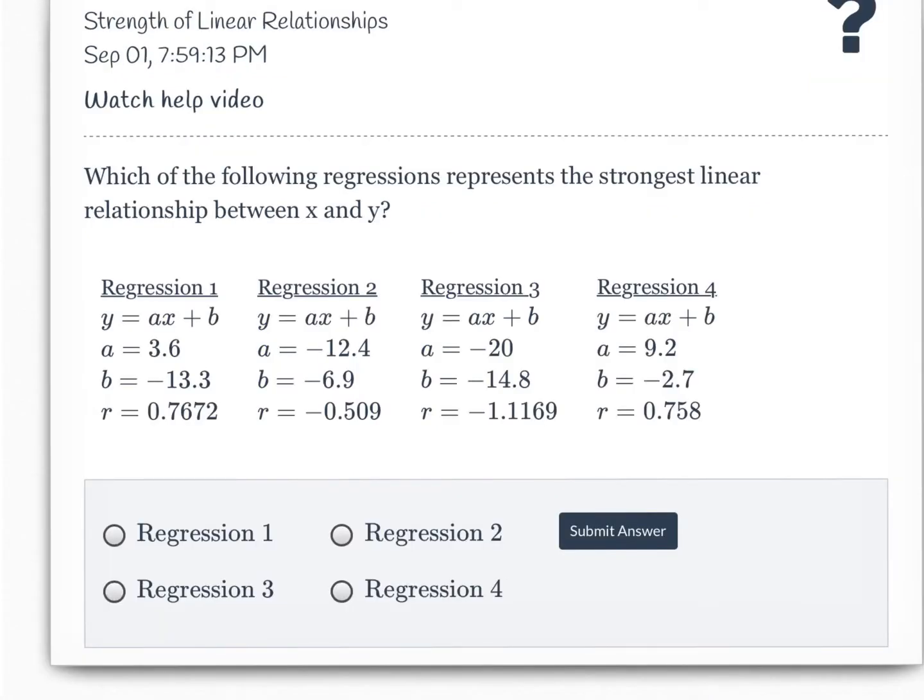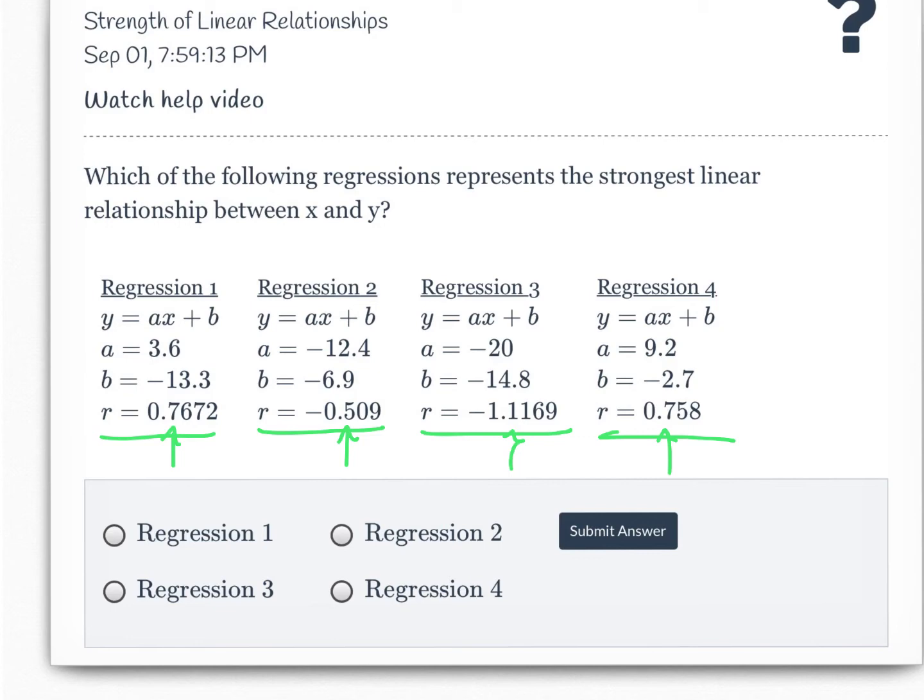Okay, which of the following regressions represents the strongest linear relationship between x and y? So again, here what we're looking for is our R value, or our correlation coefficient, okay? So we're looking at all of these, and we want to see which one is closest to 1 or negative 1. So really what we're doing is we're looking at the decimal values. So this one is about 0.3 away from 1. That one's about 0.5 away from negative 1. This one's only 0.1 away from negative 1. And again, this one is a little bit less than 0.3 away from 1.